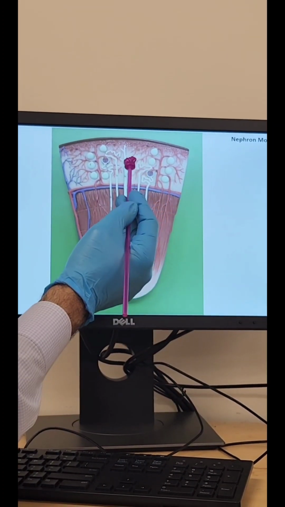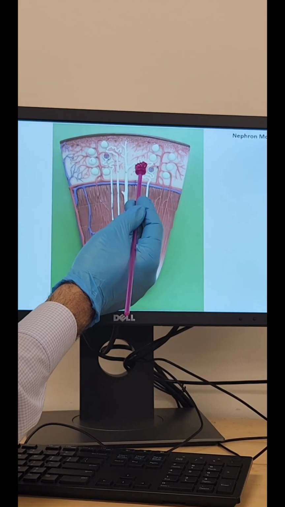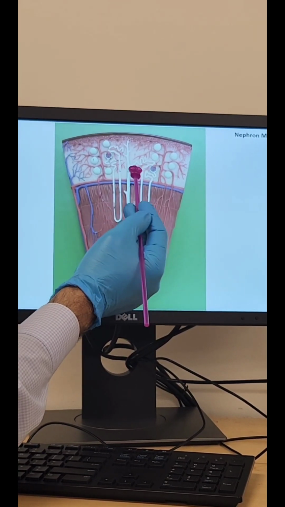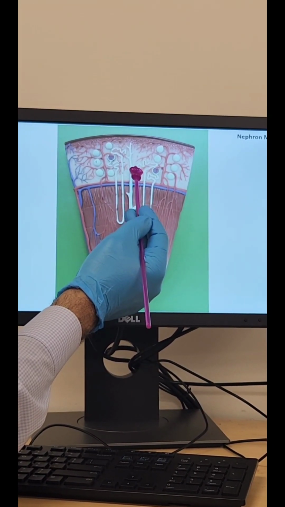And this last part is the collecting. Distal convoluted tubule, distal, and what's this last portion here? Connecting, right? That's the connecting.